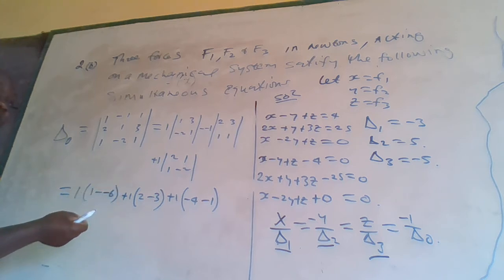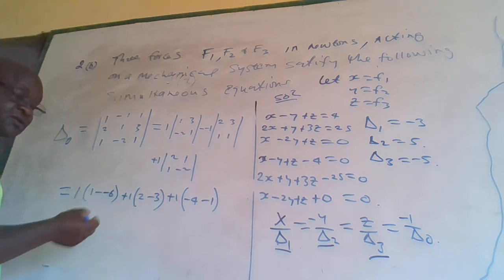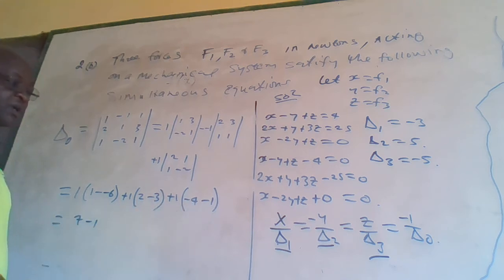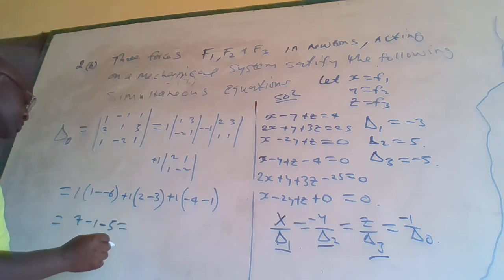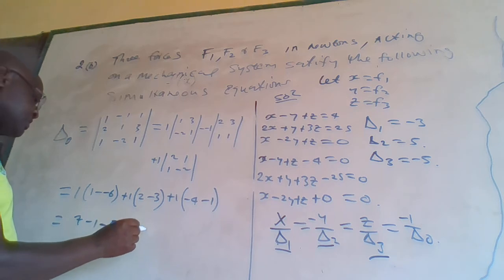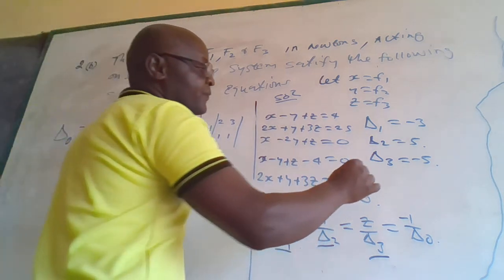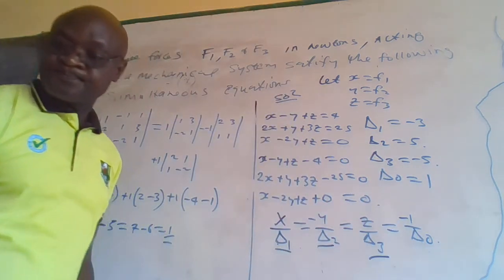So this equals, of course, this will be 7. 1 minus 6, it will be 7 times 1, we have 7. 2 minus 3, negative 1 times 1, we have minus 1. Negative 4 minus 1, we have negative 5 times 1, we have negative 5 minus 5. So this equals 7 minus 6, which equals 1. Therefore, we have del not equals 1.